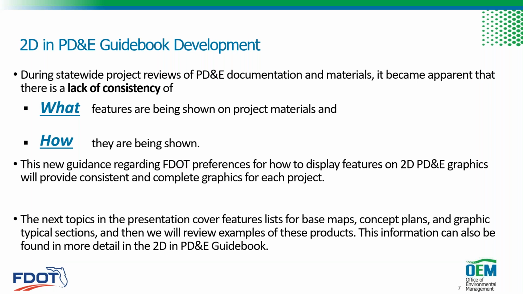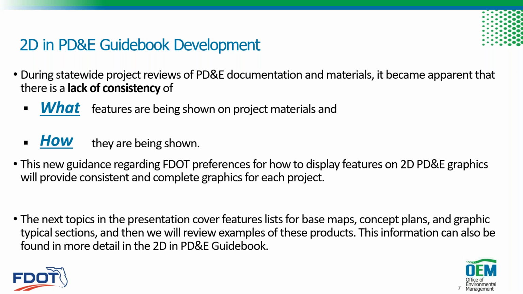As was mentioned, during project reviews of various PD&E studies, it became apparent that there was a lack of consistency of what features are being shown on project materials and how they were being shown. This guidebook details FDOT preferences for how to display these features on 2D PD&E graphics, which will in turn provide consistent and complete graphics for each project as they proceed to the next phase.